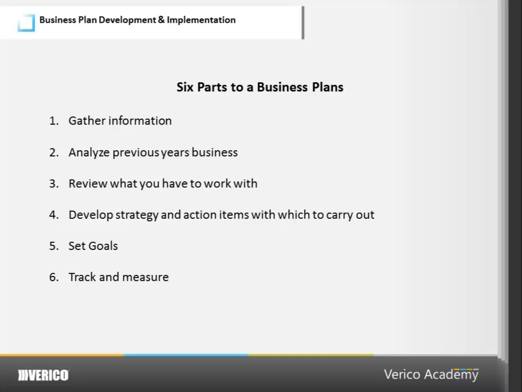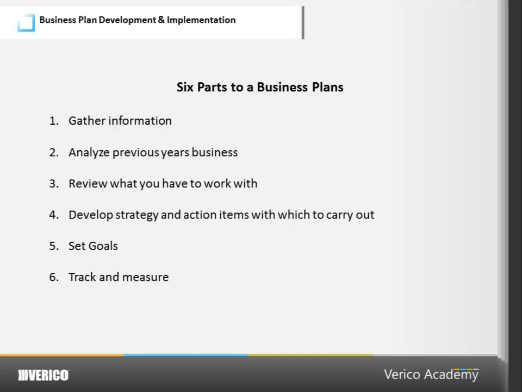We're going to be doing a SWOT analysis as part of this business plan, and in the SWOT analysis you look at your strengths and weaknesses and the industry's opportunities and threats, and you determine what it is you have to work with and how you're going to work with it. You'll develop strategies and action items with which to carry out each one of those strategies.